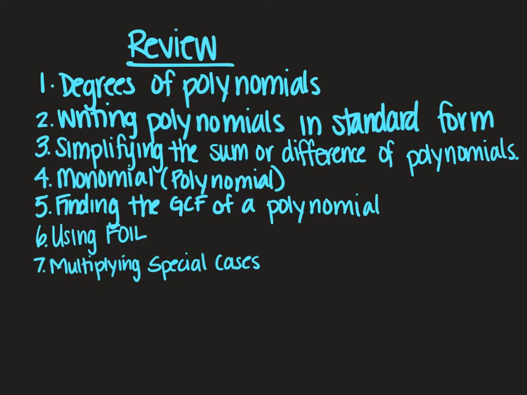In this video, we're going to do a review of the 7 listed items. So we're going to talk about degrees of polynomials, writing polynomials in standard form, simplifying the sum or the difference of polynomials, a monomial times a trinomial, finding the GCF, using FOIL to simplify, and then finally multiplying special cases. I'll probably do about maybe 2 or 3 examples of each, move kind of quickly through them. If you have any questions, feel free to let me know.